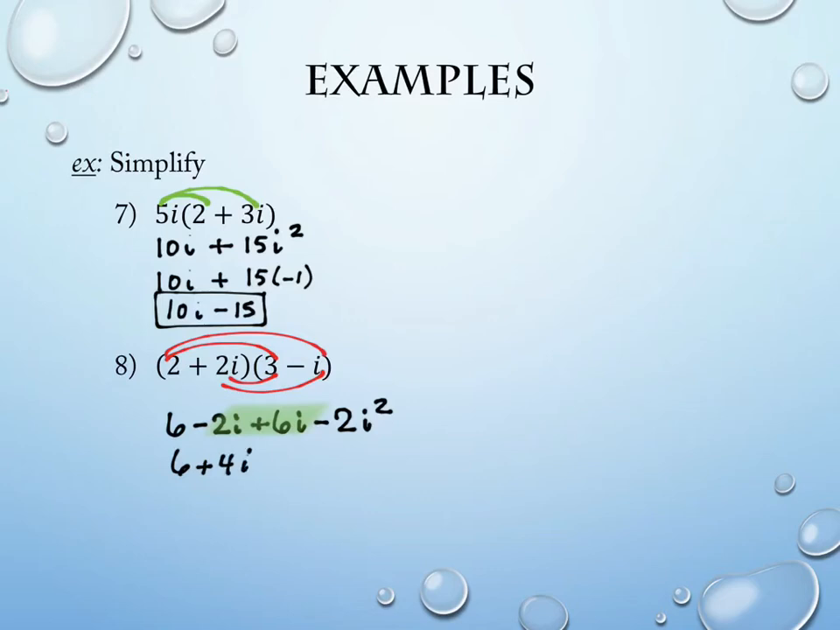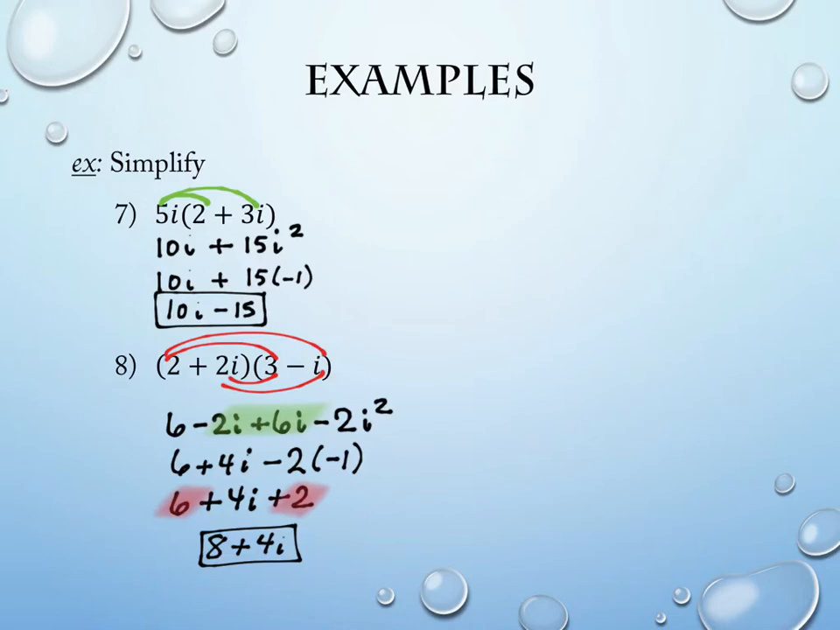And then the last one has an i squared in it. So i squared equals negative 1. So the i squared is replaced by the negative 1. I have 6 plus 4i. And then negative 2 times negative 1 is positive 2. And then we see that the 6 and the 2 add together, so I have 8 plus 4i. Or if you wanted to, you could write it as 4i plus 8.